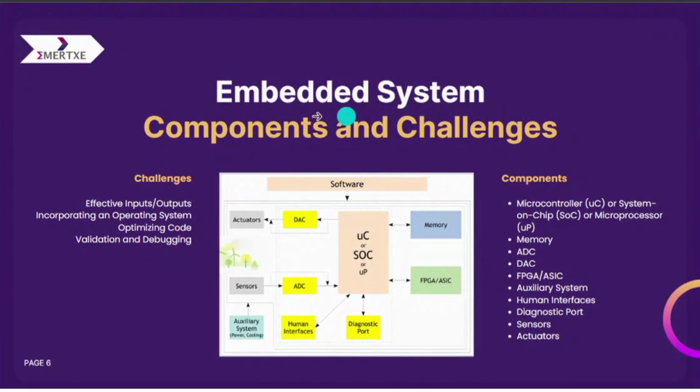Now let's take a look at embedded systems components and challenges. Embedded systems face some challenges that we need to tackle. First, they should be good at taking in and sending out information to do their job well. Second, adding a special computer program called an operating system can be tricky. Third, they need to make their code super efficient to save time and power. And lastly, they have to check themselves to make sure they work correctly and fix any mistakes, which can be a bit tricky too. These challenges make embedded systems a bit complex, but we could find ways to overcome them.